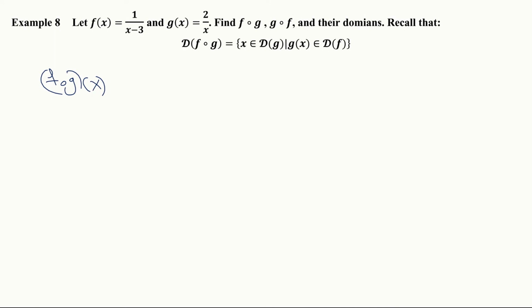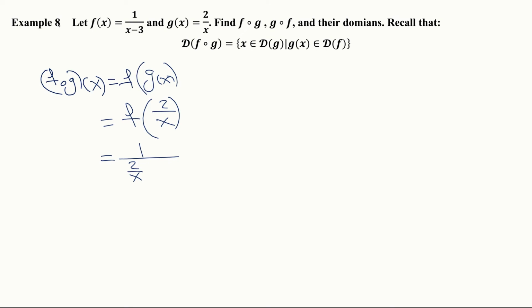All right, so we know that f circle g of x is going to be f of g of x. So that means f of 2 over x. So we're going to apply the function f to this input. So wherever we see x in the expression for f, we're going to replace it with 2 over x. So we get 1 over 2 over x minus 3.